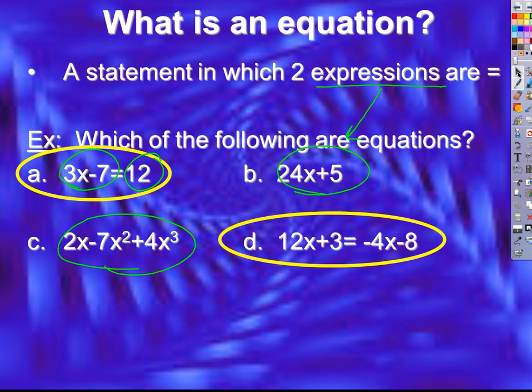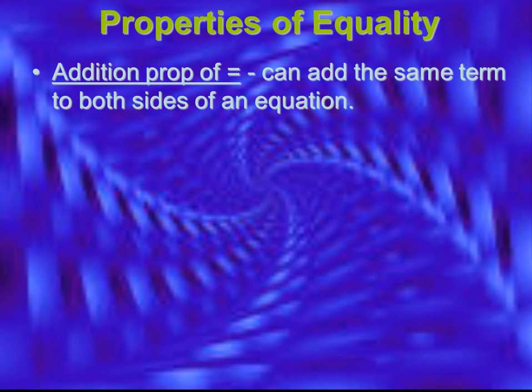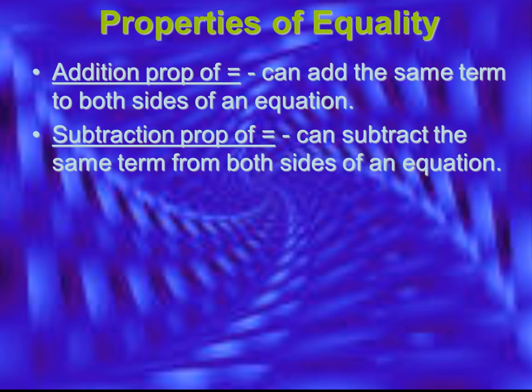All right, so a little terminology. Okay, properties of equality. Very, very simple. This is stuff you already know. The addition property of equality and the subtraction property of equality just say that you can add or subtract the same term from both sides of an equation. A term, that's an important word in math. A term simply means anything that you are adding or subtracting. If you want to add it or subtract it, you call it a term.